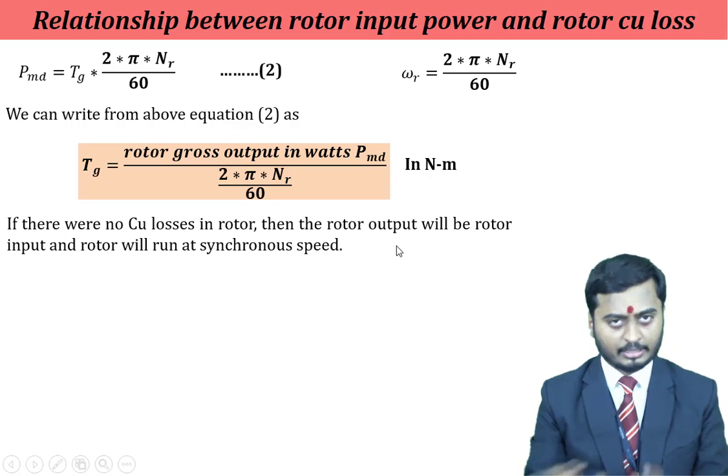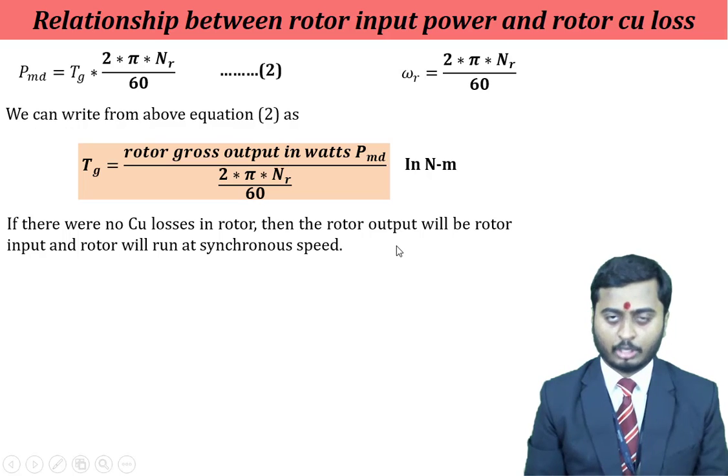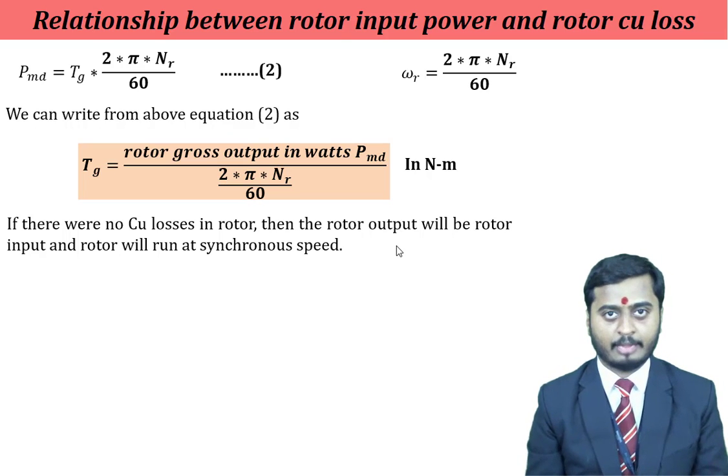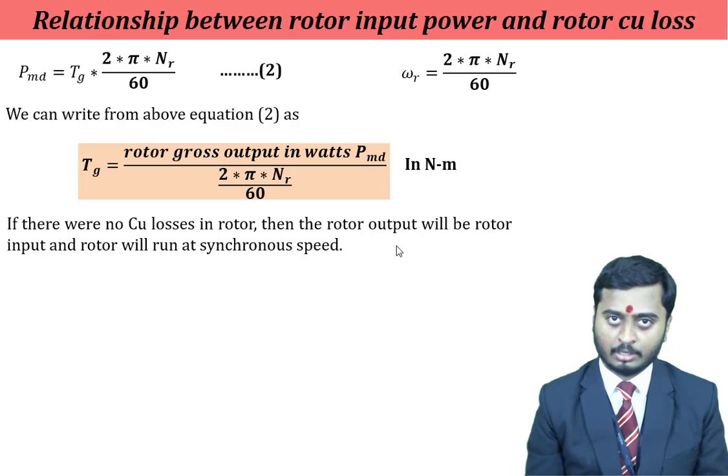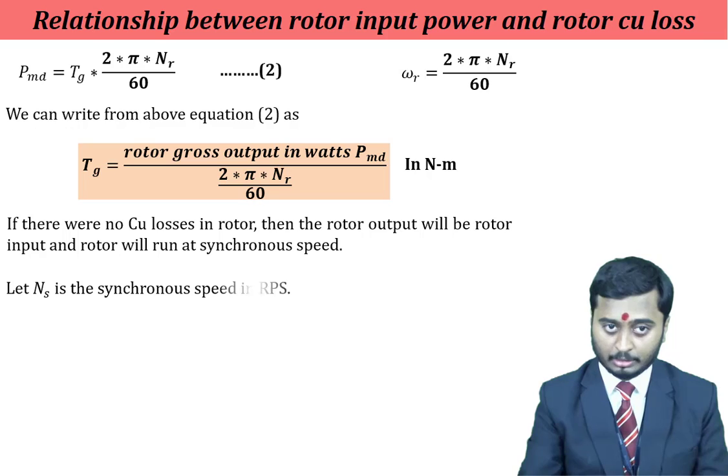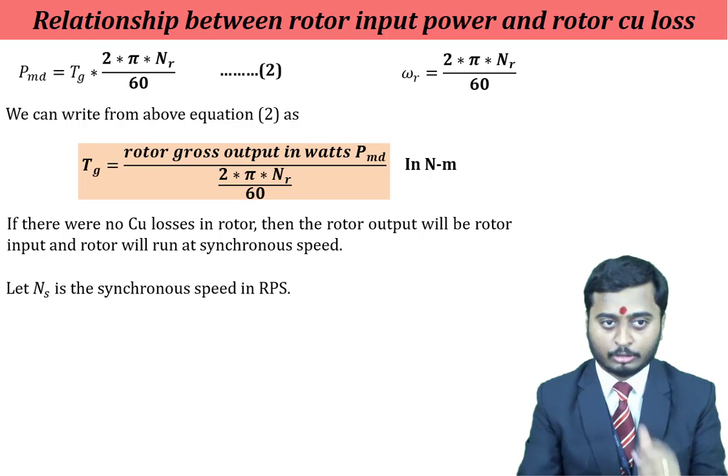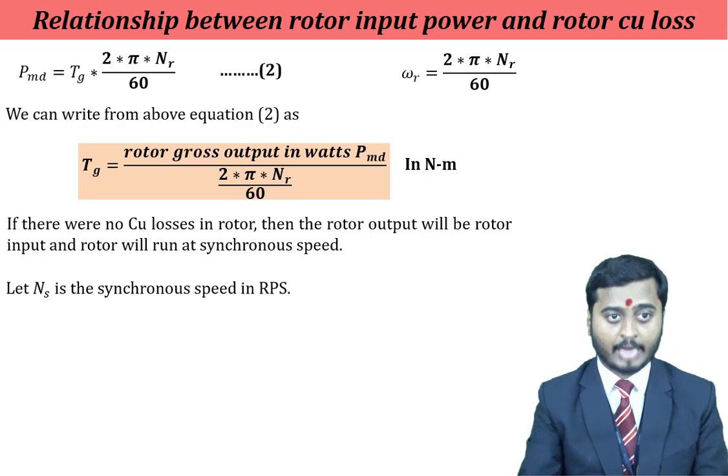Now let us consider that if we neglect the rotor copper losses, or assume that the copper losses in the rotor are equal to 0, then whatever rotor output power there is will be the same as the rotor input power. But we know that here the speed is the synchronous speed. The rotor will run at synchronous speed under this condition, that is at the rotor input power. So Ns is the synchronous speed in RPS.